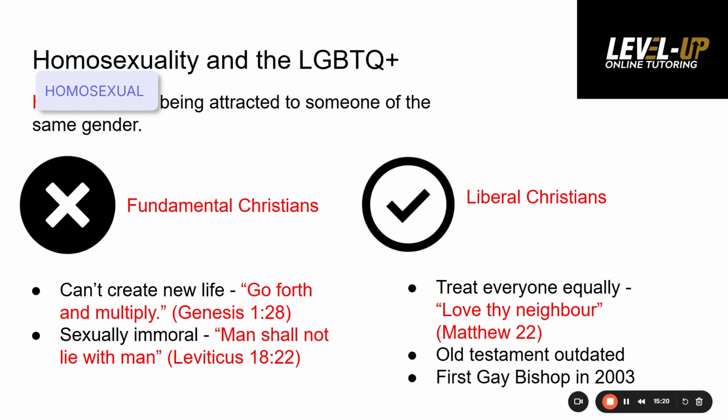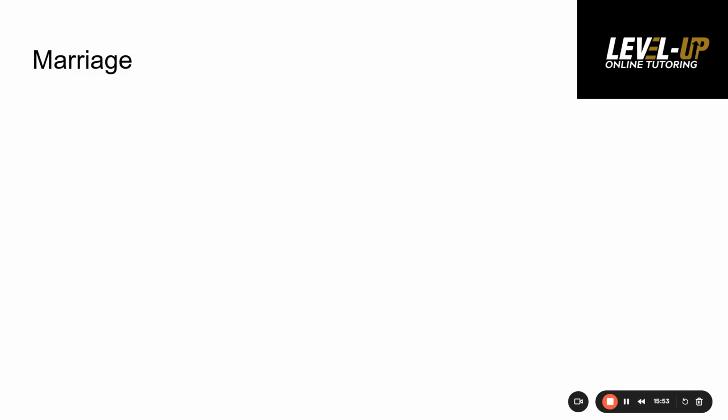Again, we come back to this idea that we should treat everyone equally. We should treat each other with respect, and we should love all people, irrespective of whether they are in a relationship that we can agree with or not. And in fact, within the church, there was the first gay bishop. He became a bishop in 2003. He came out in the 80s, I believe it was, and he became bishop in 2003, showing that some parts of the church accepted this idea of homosexuality.